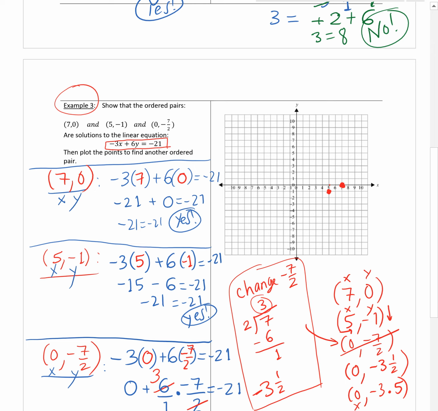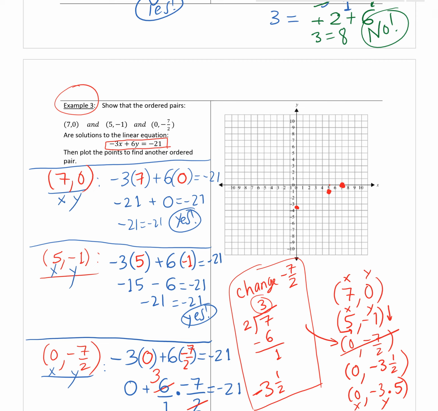Okay, so the x-coordinate is 0. That means I don't go left or right. I'm staying directly at the origin. But then the y-coordinate is negative 3.5. I'm going to go down to that, somewhere right in the middle of negative 3 and negative 4. Past negative 3. So there it is.